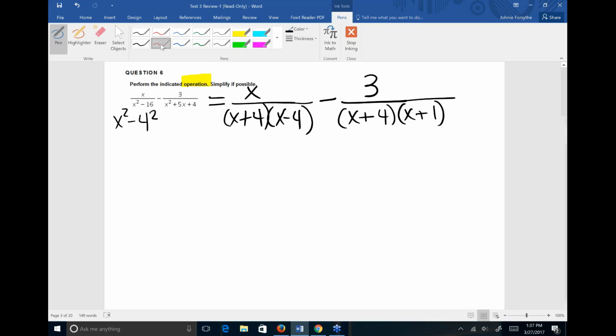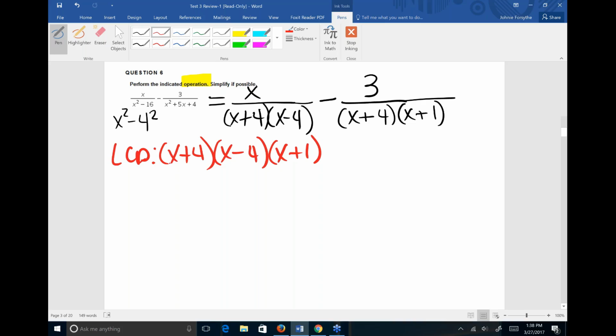So now we need a least common denominator. So the least common denominator needs to include all of the factors in all of the denominators. So pay attention. Let's see, the first rational expression has an x plus 4. That needs to be in there. It also has an x minus 4. The second denominator has an x plus 4. We've already taken care of that. But it also has an x plus 1. So your least common denominator would be this entire expression, x plus 4 times x minus 4 times x plus 1.